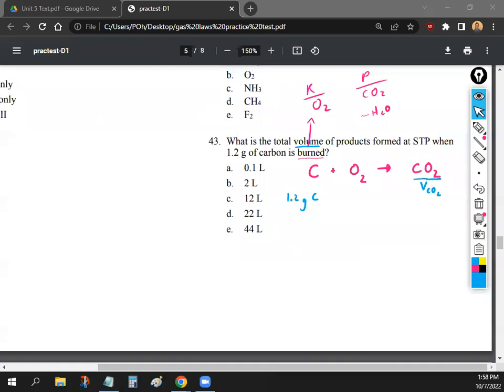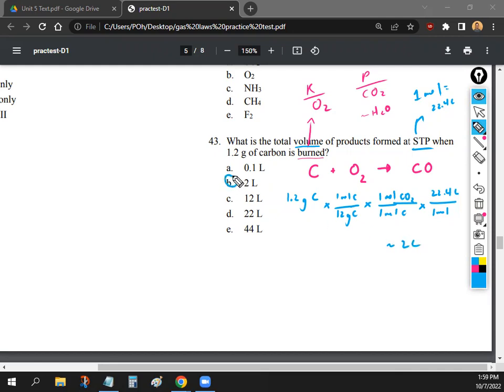Okay, so super simple. We need to convert from this guy to this guy. So we've got to convert it to moles, right? 12 grams of carbon per 1 mole of carbon. We have a 1-to-1 mole ratio. Now, this last conversion is very simple because all we have to do is see that, hey, it's at STP. And we know that at STP, the molar volume of a gas is 22.4 liters. So it's just one conversion, 1 mole is 22.4 liters. So we'll get a final answer of about 2 liters. The answer is B.